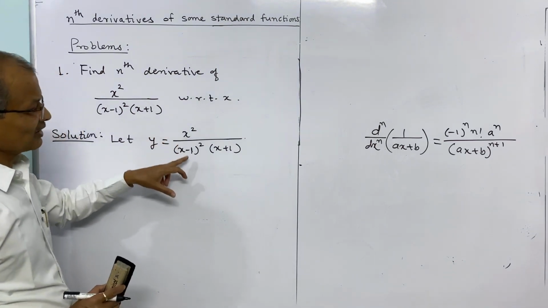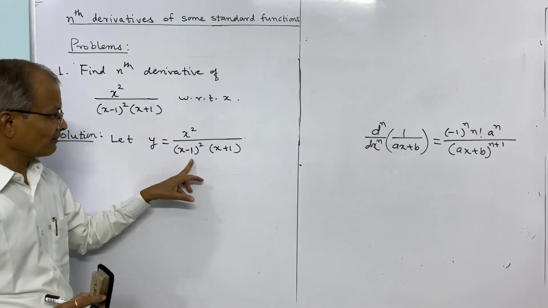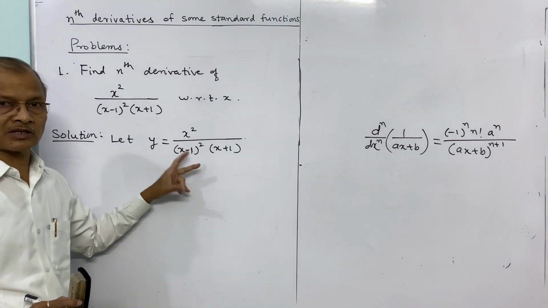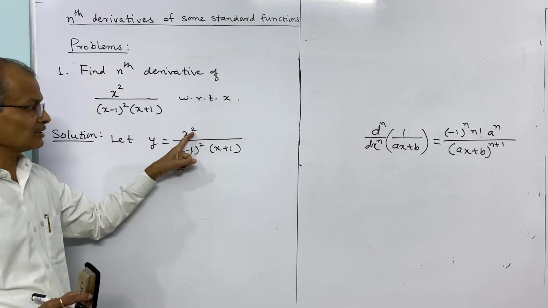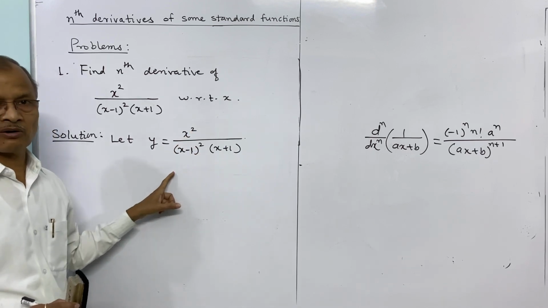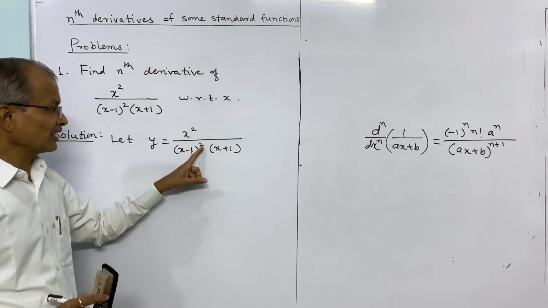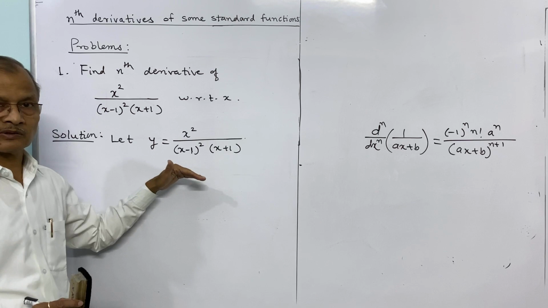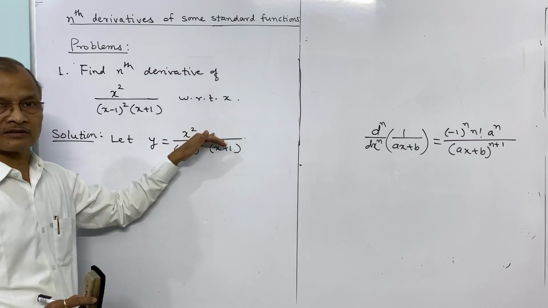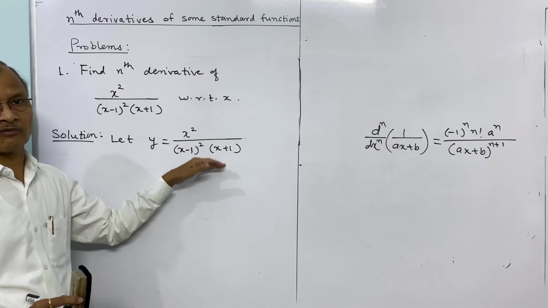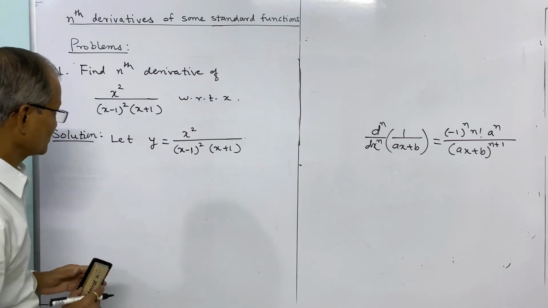Now we'll check whether partial fractions can be obtained for this expression. For that purpose, first we must check the degree. The degree of the numerator is 2, and what is the degree of the denominator? For the whole denominator, the highest power of x here will be x square multiplied by x, that means x cube. The degree of the denominator is 3 and the degree of the numerator is 2. So the degree of the numerator is less than the degree of the denominator, and then we can write the partial fractions.